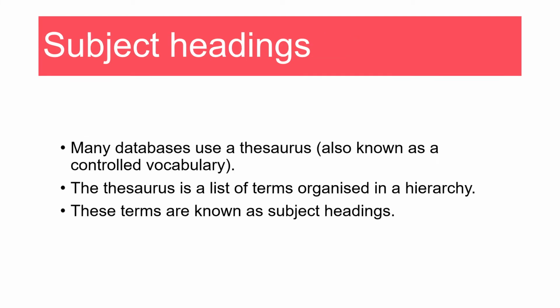Subject headings are another method that you can use to increase your number of search results. Within databases, many use what is known as a thesaurus, also called a controlled vocabulary. A thesaurus is essentially a list of terms that are organised in a hierarchy, and these terms are known as subject headings. There is a thesaurus in CINAHL, there's one in Medline, and there's also one in PubMed. Scopus doesn't have a thesaurus, but you can still search subject headings. You just need to use the keywords field.